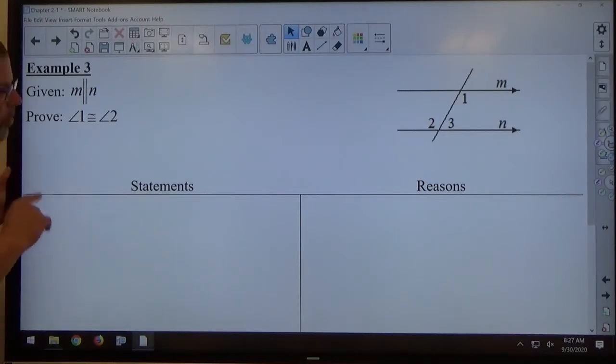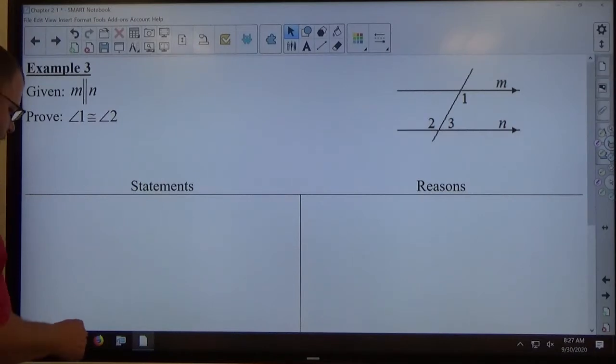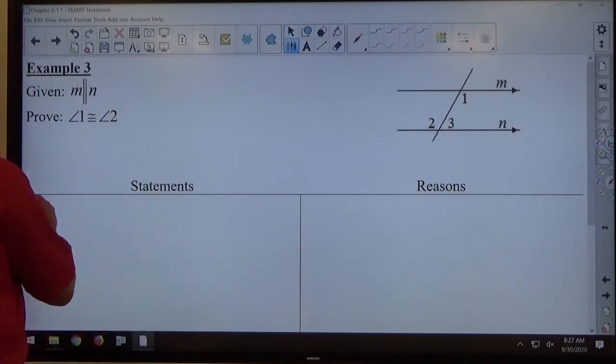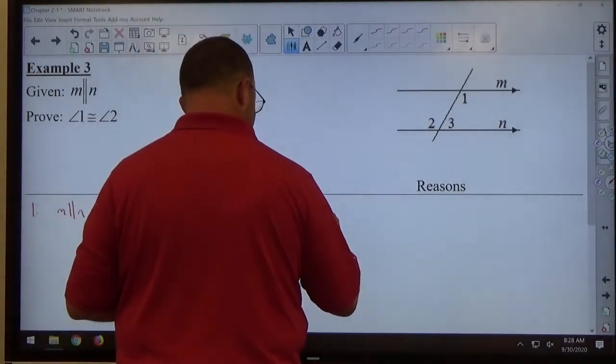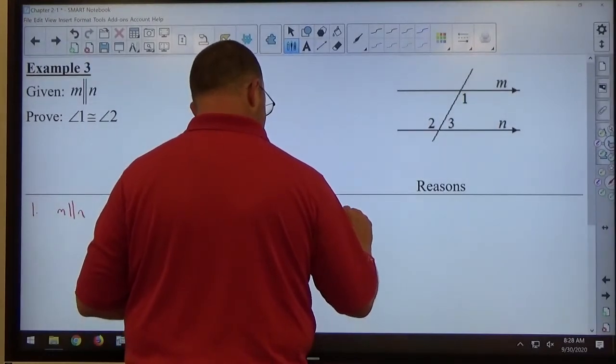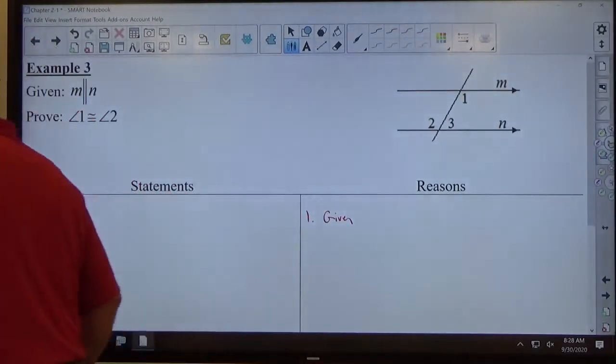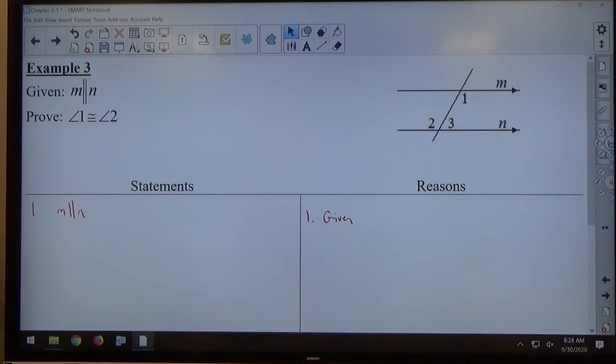So, first off, I'm given parallel lines. I always start my proof with a given statement. So I'm going to write line M is parallel to line N because that's given. Since that's a freebie, I went ahead and wrote it down before I even started thinking about how to do this proof. I usually put some thought process into my proof before I actually write it down. That way I don't have to rearrange the statements and make a big mess of my paper.